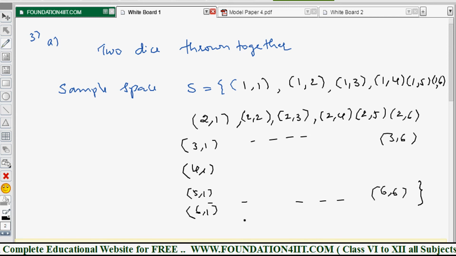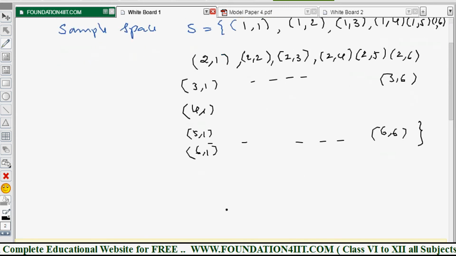From an examination point of view, just write each and everything. I am showing it here. Now n of S. n of S is equal to the total, and these are all 36. Every line has 6, and we have 6 lines. 6 into 6 is 36. Now for the sample space, n of S is 36.